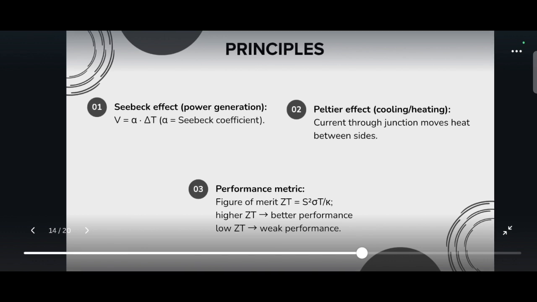Performance metric. Figure of merit ZT equals S squared sigma T over kappa. Higher ZT equals better performance. Low ZT equals weak performance. ZT is just a score that tells us if a material is good for thermoelectrics.